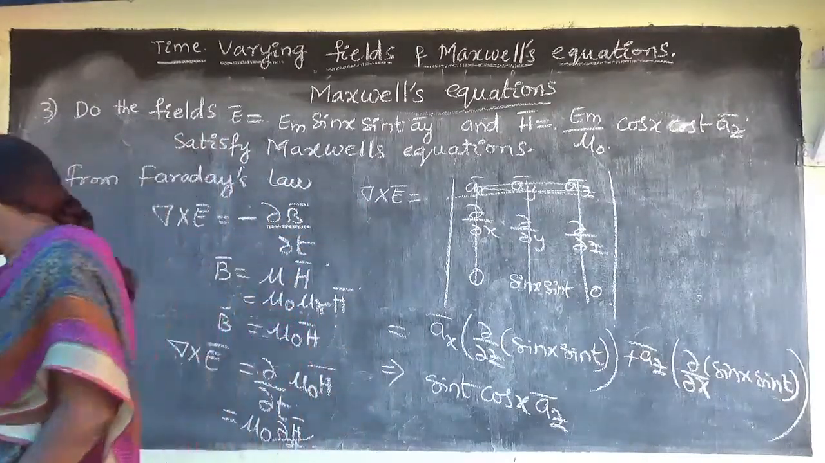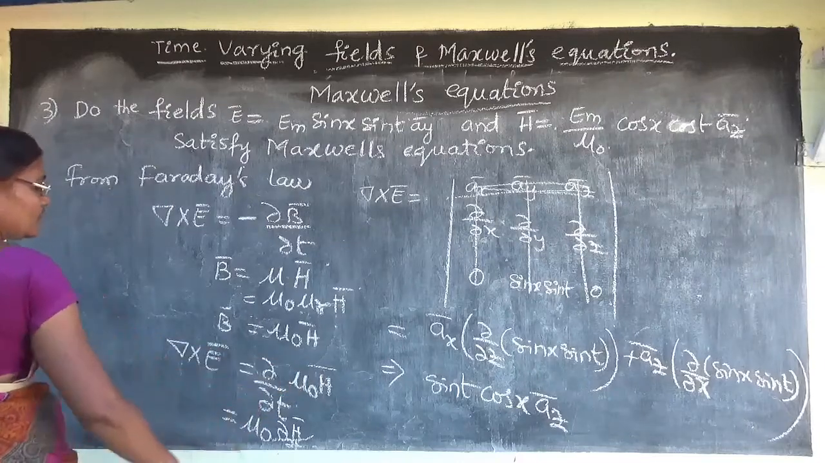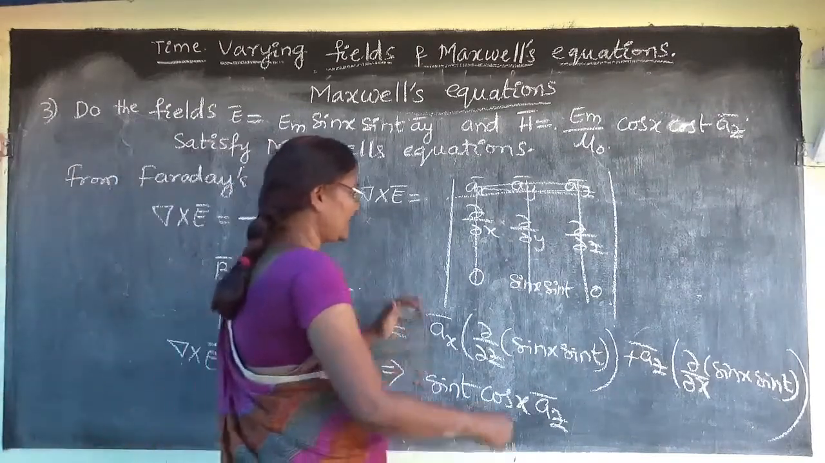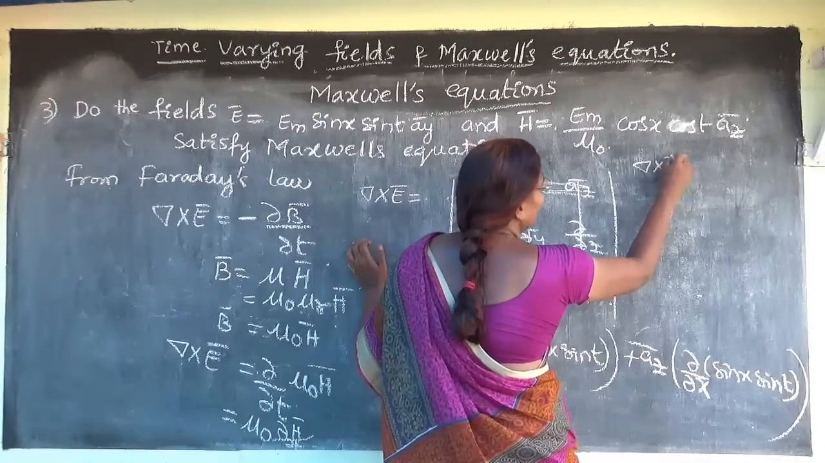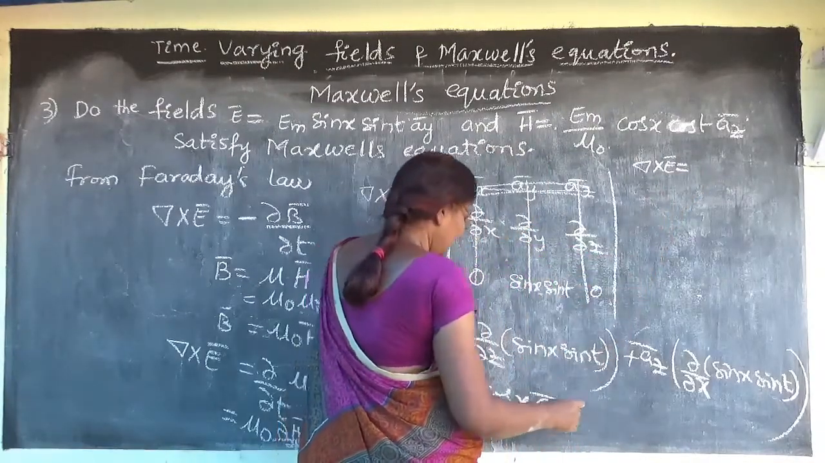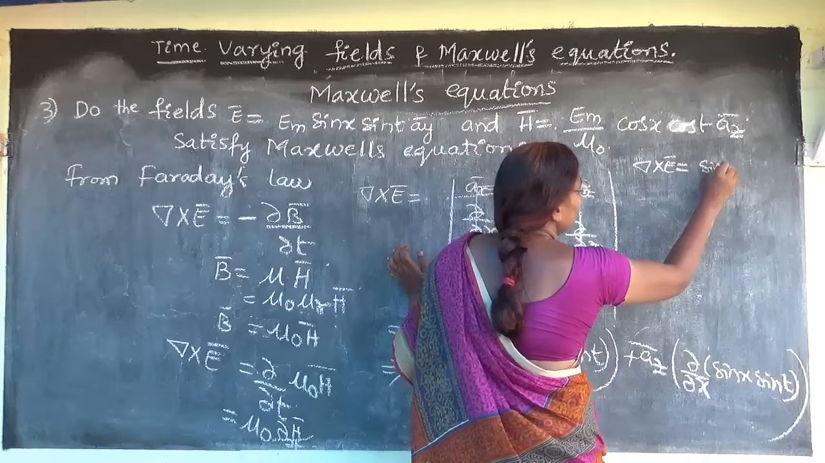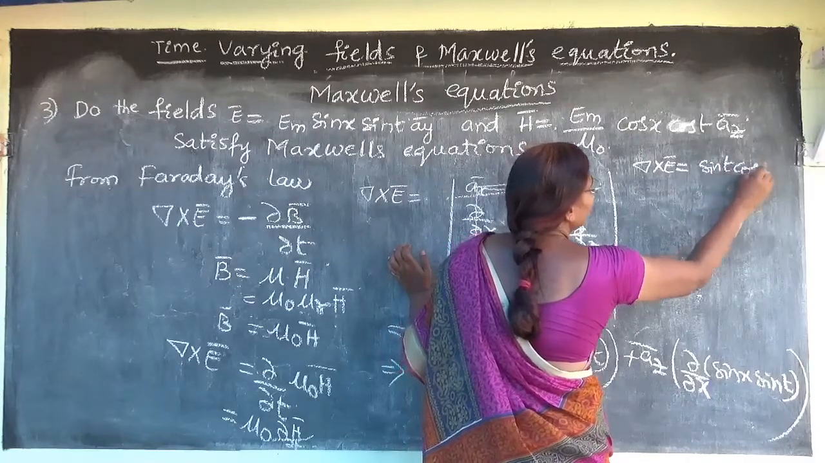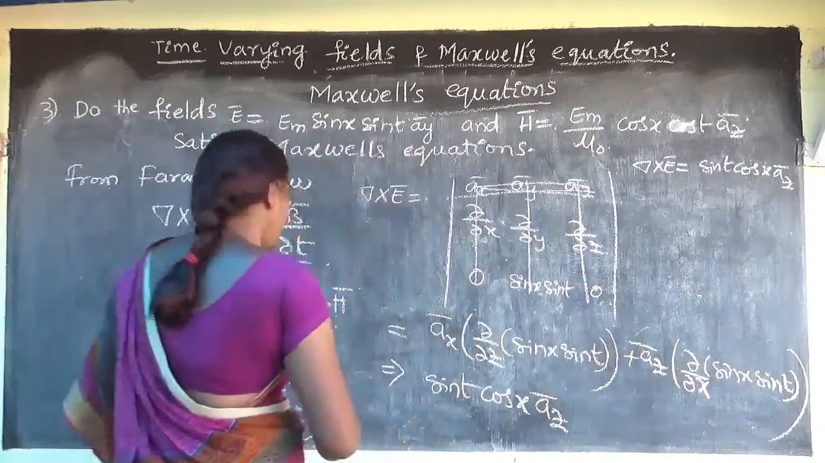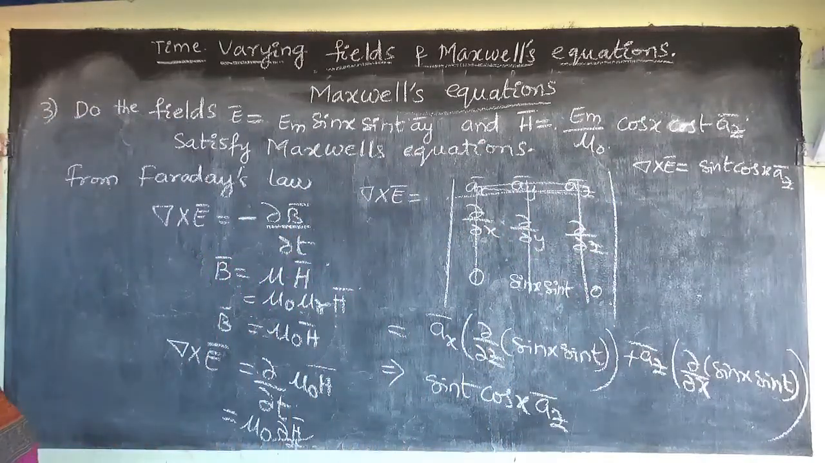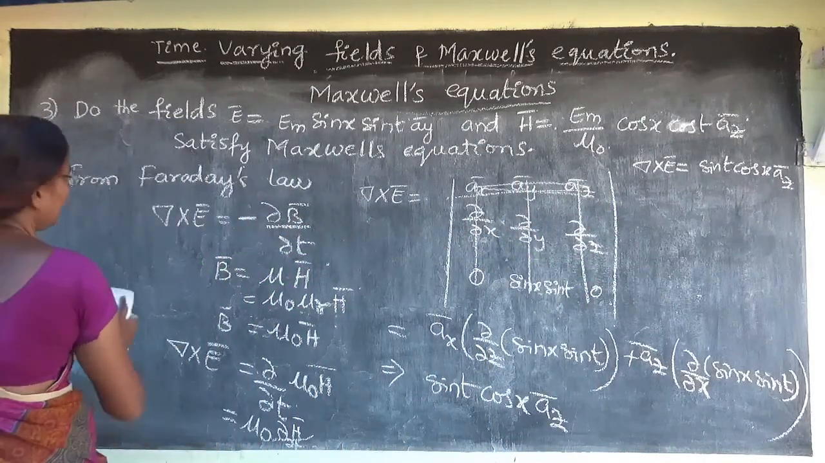So my value del cross E bar will be this. You keep it aside. I will write the answer. Del cross E bar is equal to sin t cos x az bar. I will rub this so that I can prove the next.